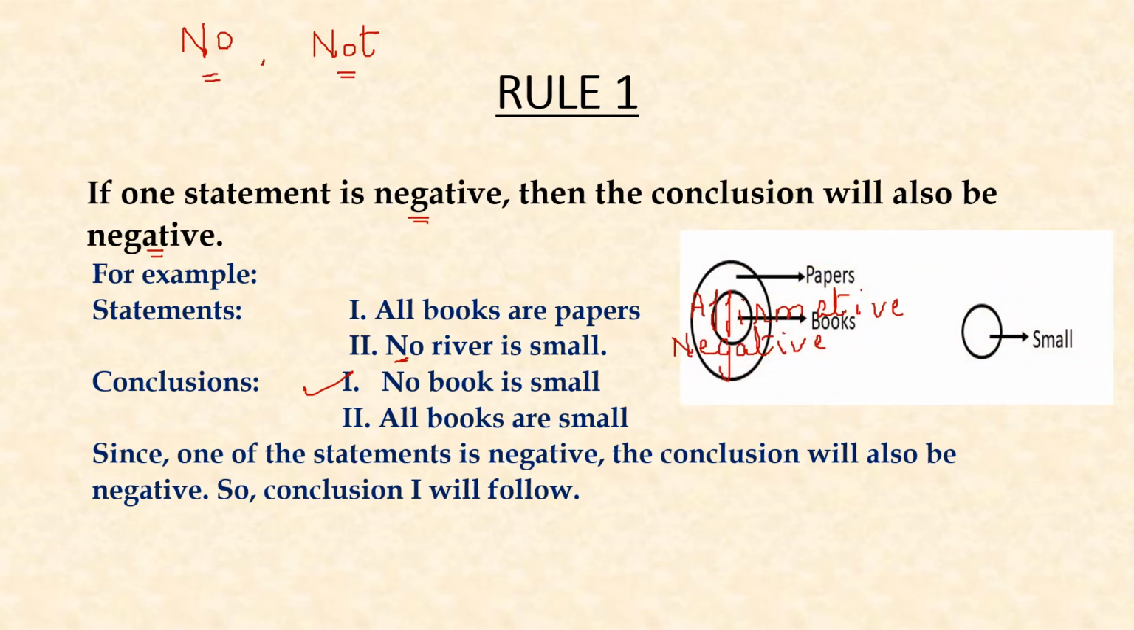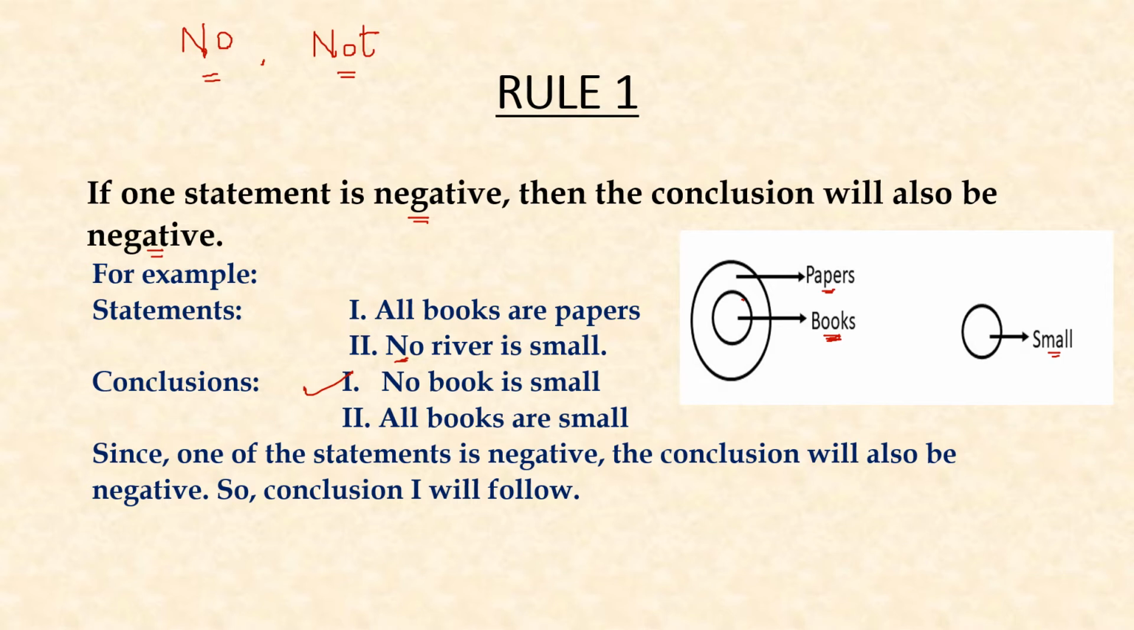If we have to represent this rule using a Venn diagram, then what to do? As you look on your screen, you can see a Venn diagram has appeared. So the statement says, all books are paper. So the inner circle is books and the outer circle is paper. That means all books are papers here. Now if you judge with the conclusions, no book is small, because books and small are two different things here, right? So books have nothing to do with small. So yes, we can go with conclusion 1.